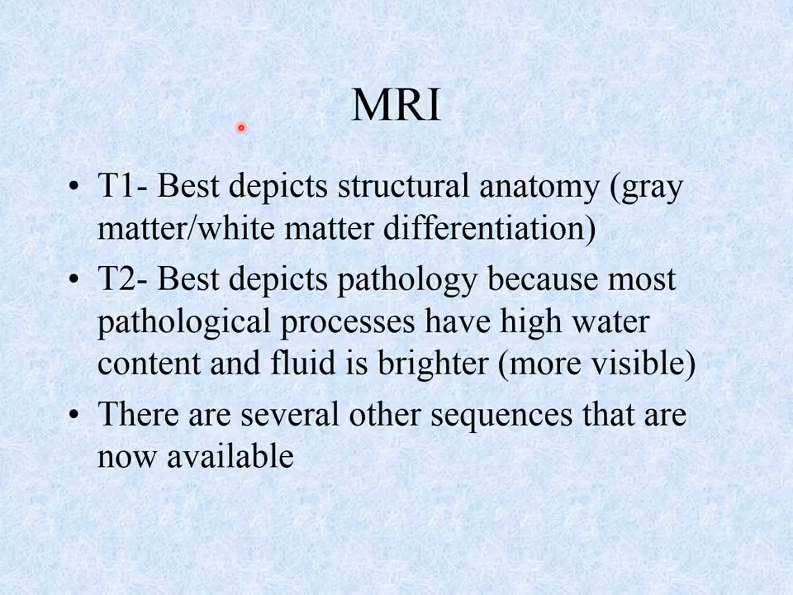The MRI, as we said, best detects structural anatomy, as you've just seen, a very good gray-white matter differentiation. But interestingly, the T2 image often depicts pathology best because many pathological processes have a very high water content and fluid is much brighter. If there's inflammation, you'll tend to see it much better in T2. There are several other sequences that you'll get to know of in the future, and those will be very useful in making further differentiation of pathology.